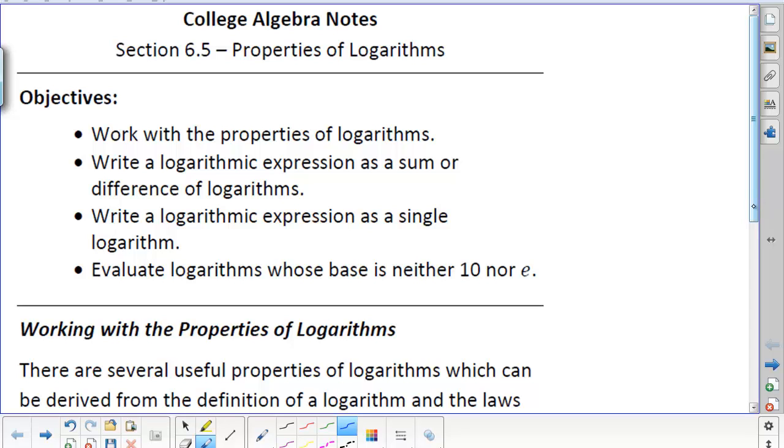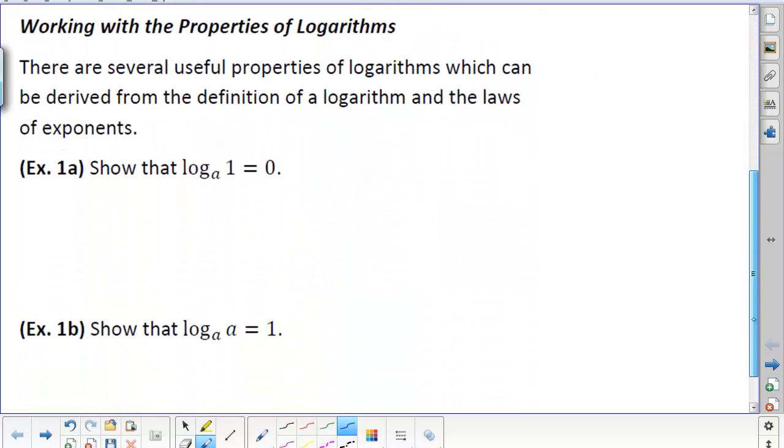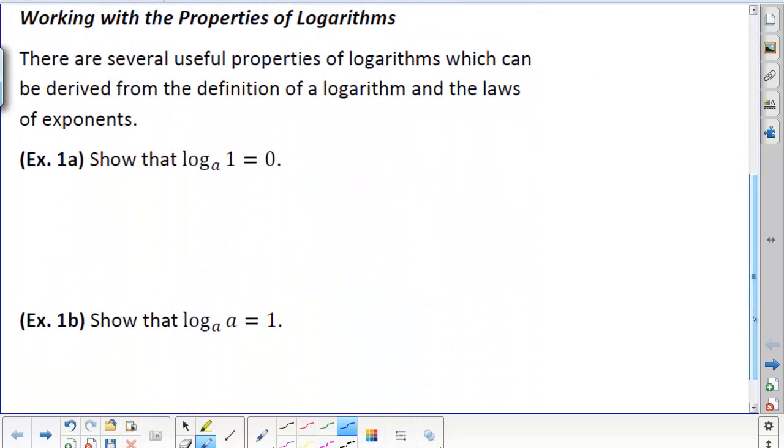Section 6.5 is properties of logarithms, and so we're just going to continue our discussion we started in section 6.4 with the logarithmic function and look at some specific properties of logarithms and how those might be useful for us. And so we're just going to dive right in here with a couple of properties to start. There are several useful properties of logarithms which can be derived from the definition of a logarithm and the laws of exponents. The first one says show that log base a of 1 equals 0.